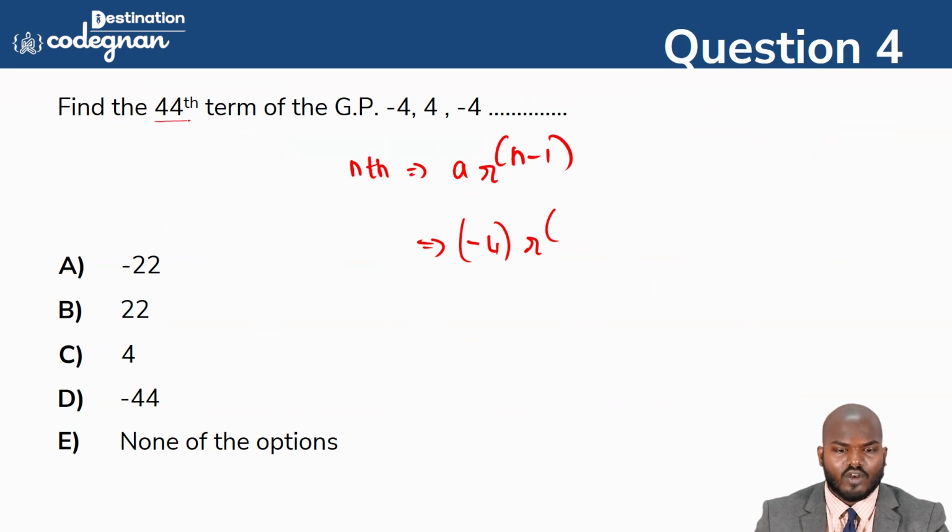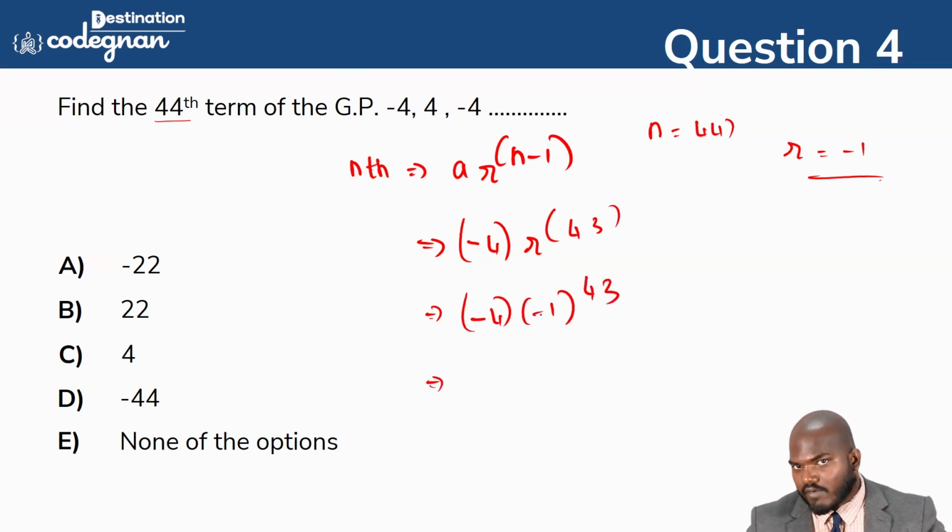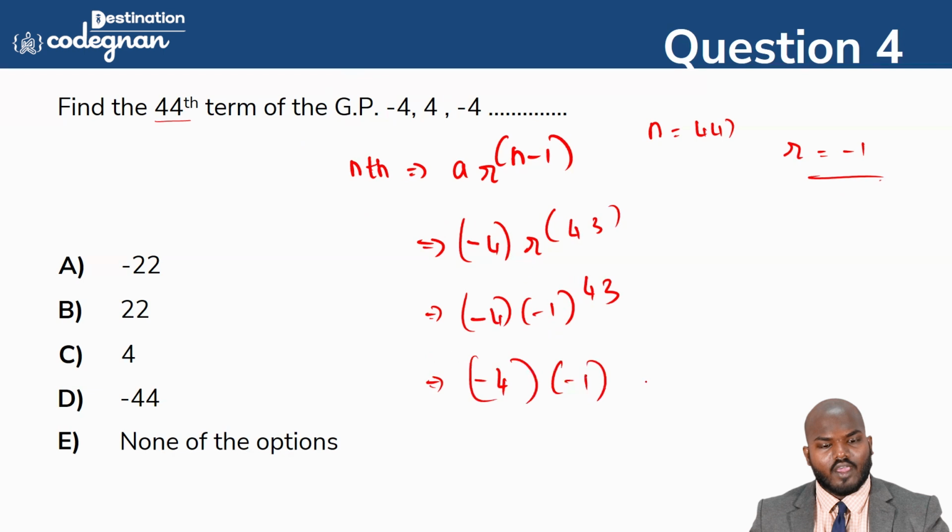So you want to find the 44th term. n is equal to what? 44. So you can call it directly as 43. So R is equal to what, guys? You see this one? R2 divided by R1 will give you the value minus 1. So minus 4 times minus 1 to the power 43, and anything with respect to an odd power is going to give you the same base sign, minus, over here. That is minus 4 times minus 1, and again you will get the answer: 4.